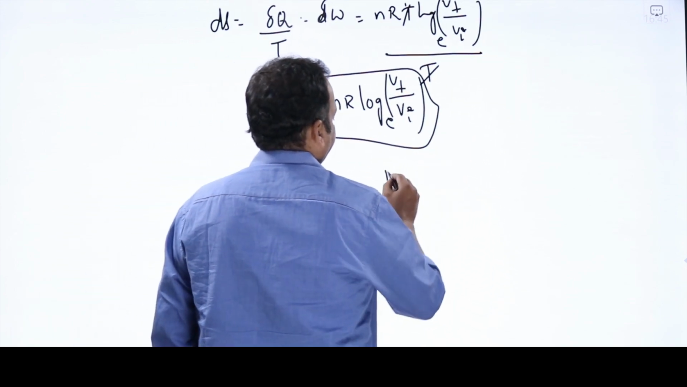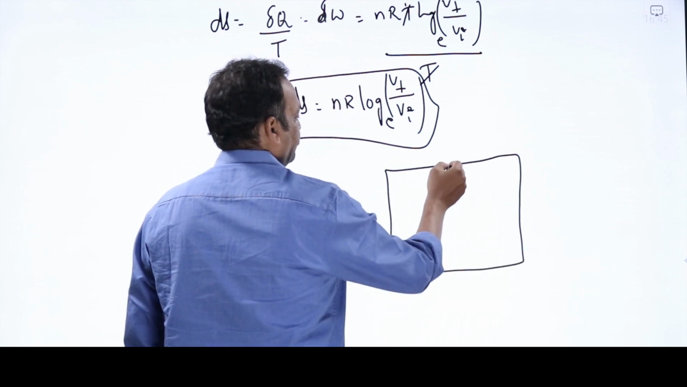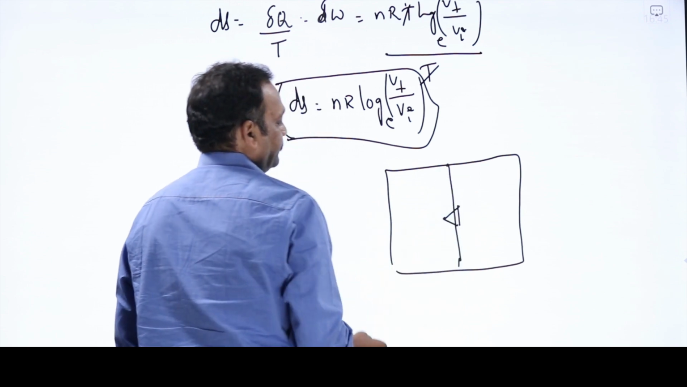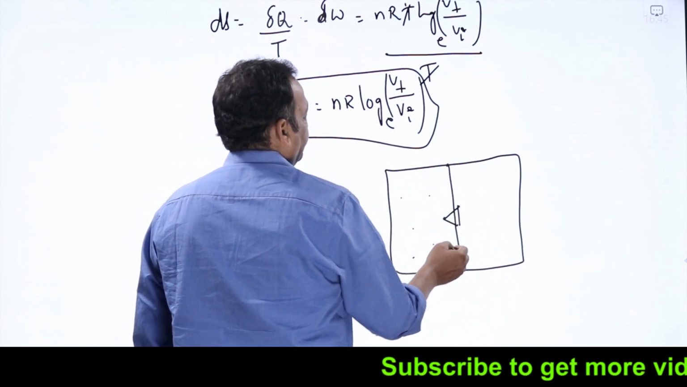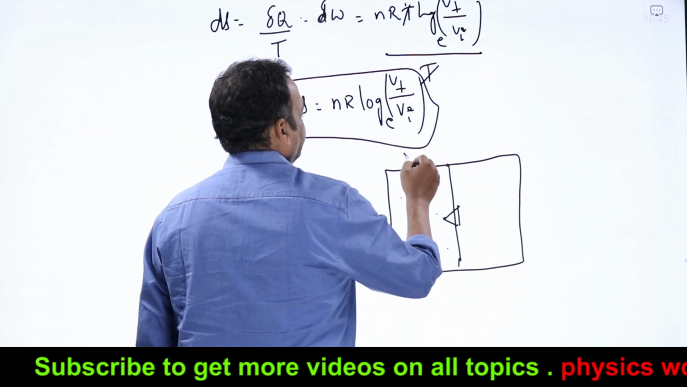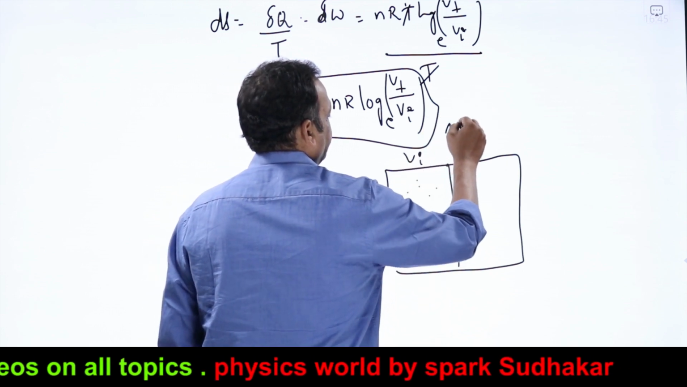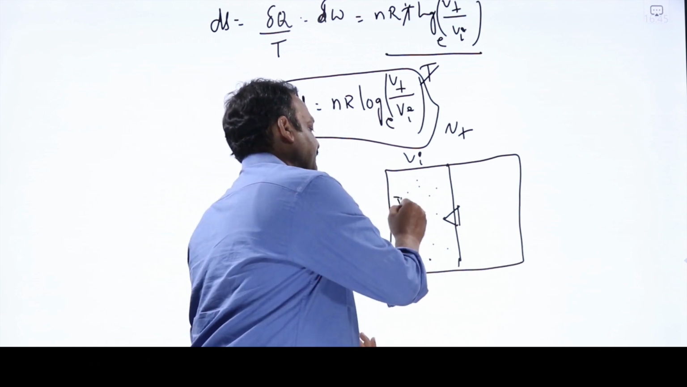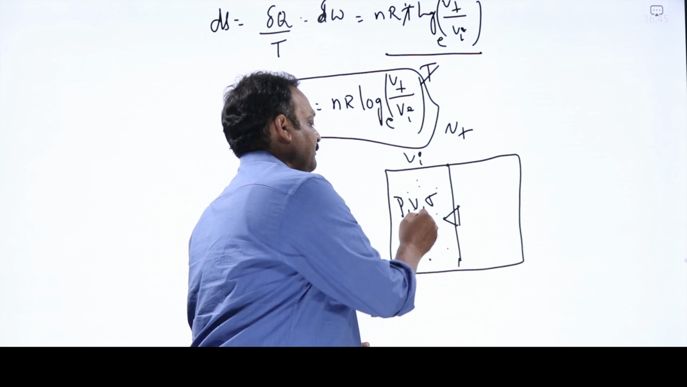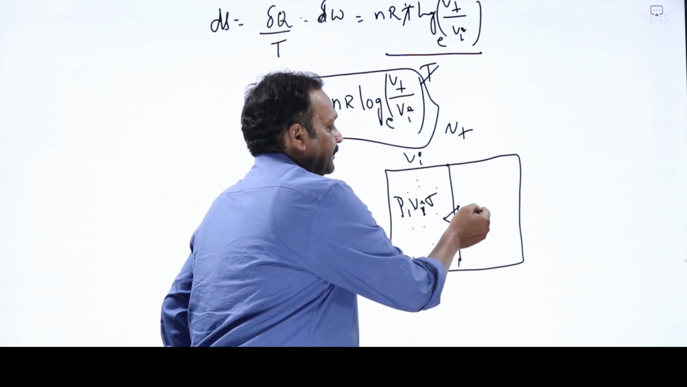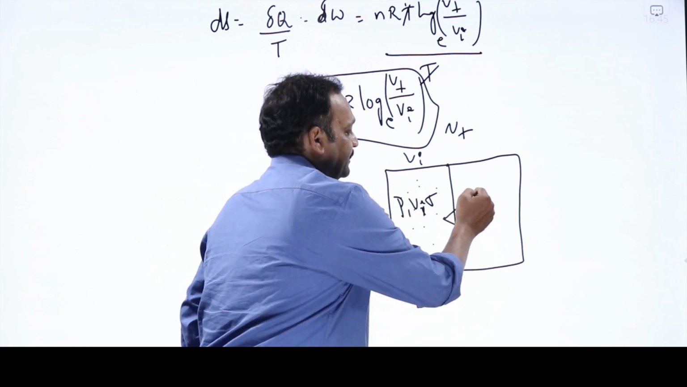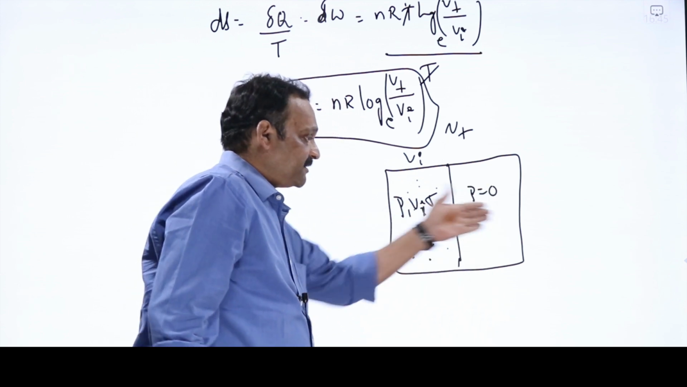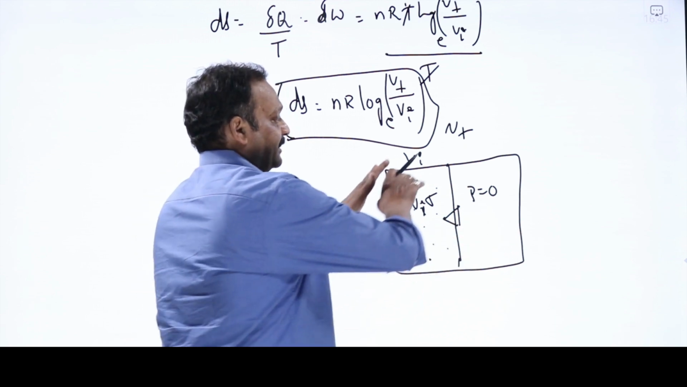You take two chambers like this, separated by a cock. Gas is on one side. Here the volume is, say, Vi. The total volume of the gas, let us call it the final volume Vf. Gas is at some initial pressure P, volume Vi, temperature T. The pressure in the second chamber is 0 because it is vacuum. Now if I remove this stopcock, what will happen? Gas rushes into the second chamber and occupies the entire volume.